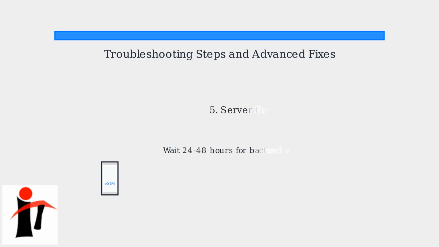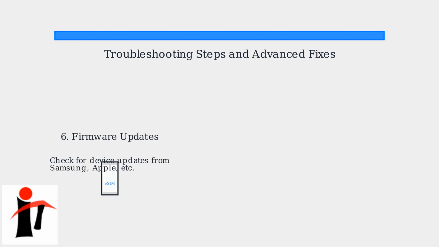If you encounter server errors, wait 24 to 48 hours, as back-end processing delays are common during peak activation periods. If problems persist, consider using US Mobile's diagnostic tools or contacting their technical support for manual activation.